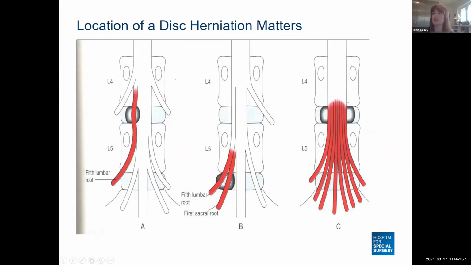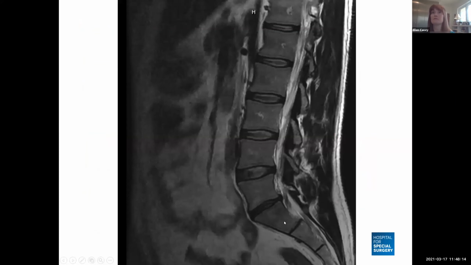This here is just a picture of a more proximal disc herniation that could compress all the nerve roots and cause cauda equina syndrome. Certainly these are the more common situations, but knowing where that disc herniation is really helps you understand whether it makes sense with the exam or not. All right, so here's the imaging that we got for our 22-year-old football player.